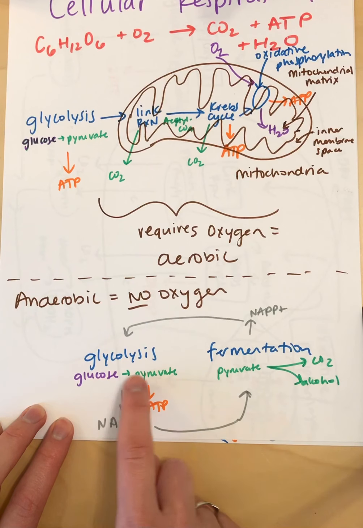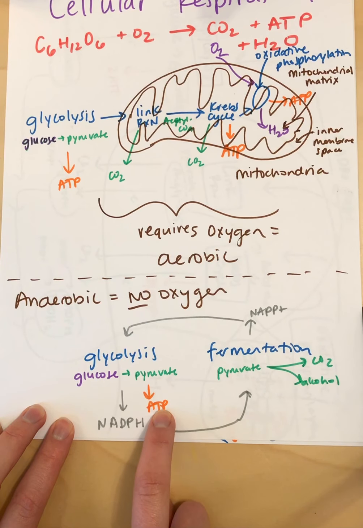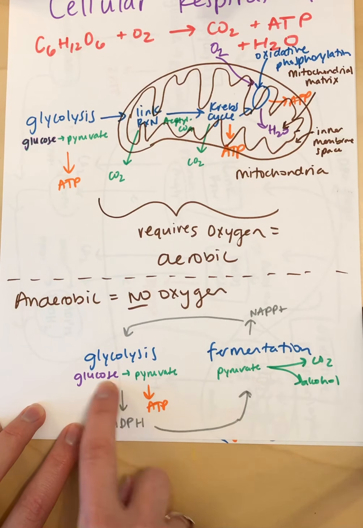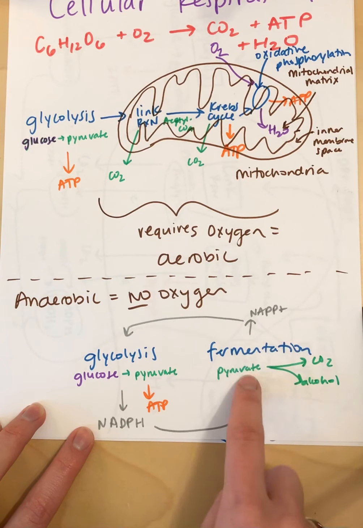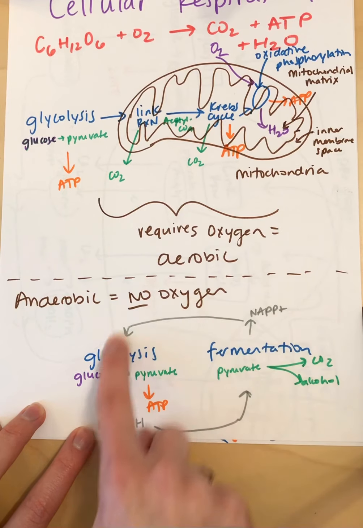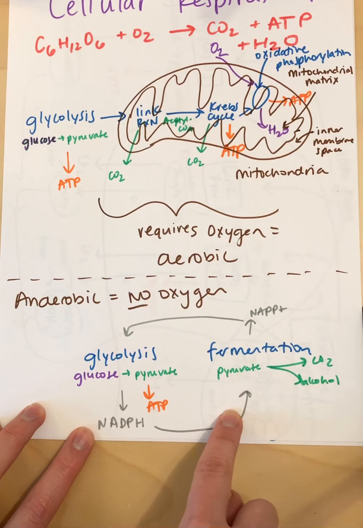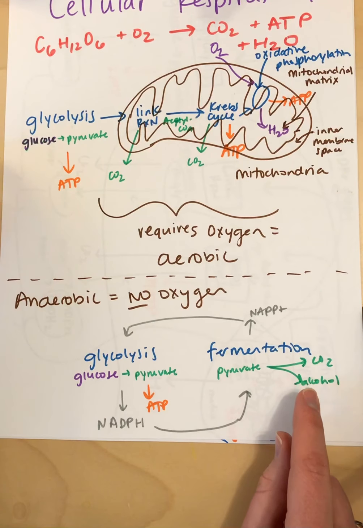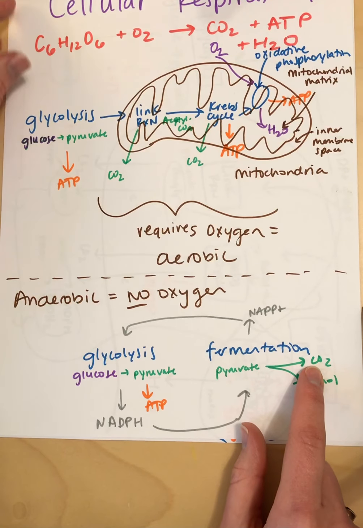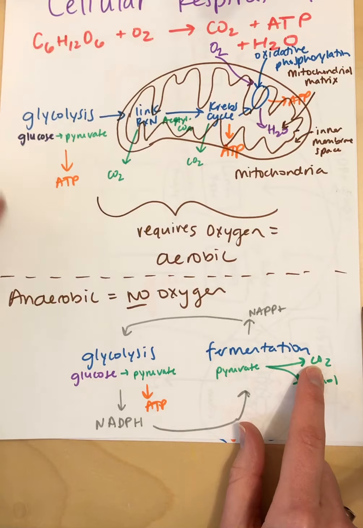Glycolysis breaks glucose to pyruvate and produces ATP. The NADH that's made from the electrons here is used in fermentation. And that NAD+ is then returned to glycolysis, so they're dependent on each other. There can be alcohol fermentation, which makes alcohol and CO2, or lactic acid fermentation, which makes lactic acid.